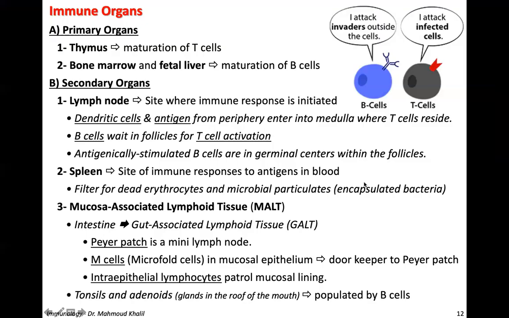And then you have the tonsils and the adenoids, which are actually glands in our mouth, and they are populated by a lot of B cells.